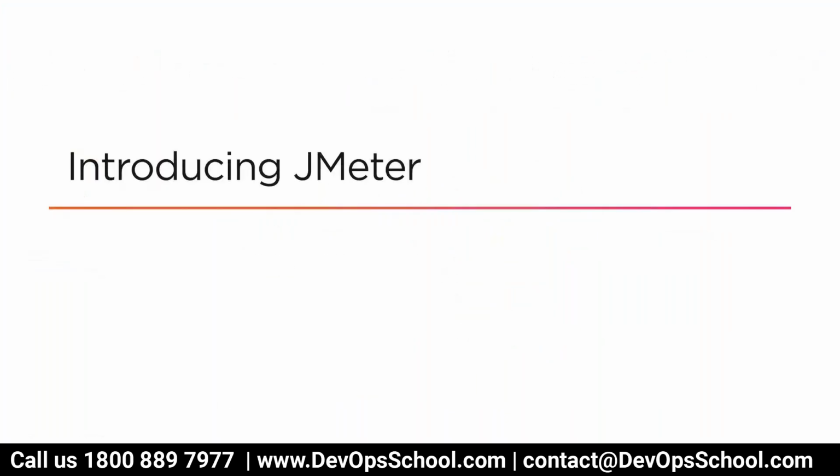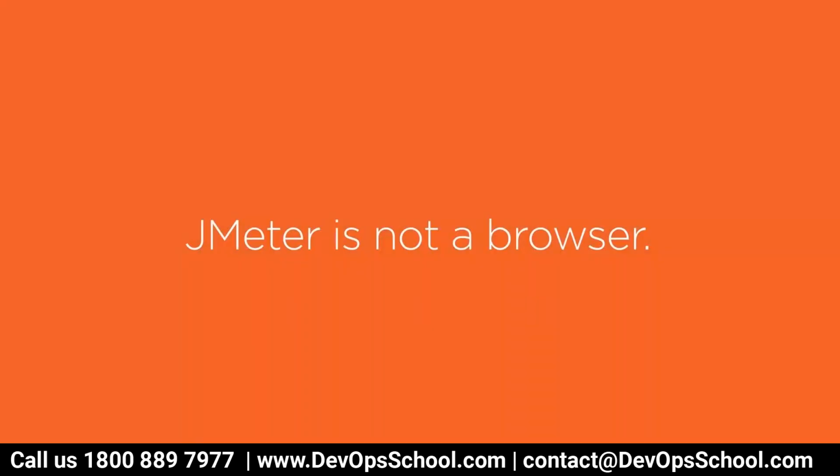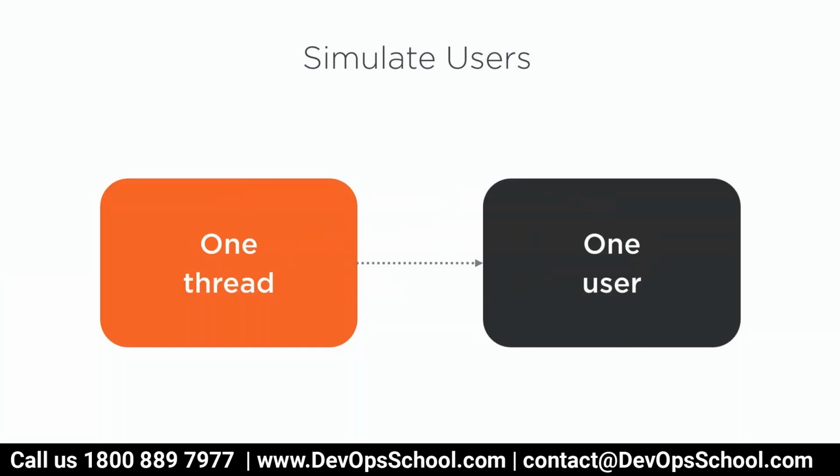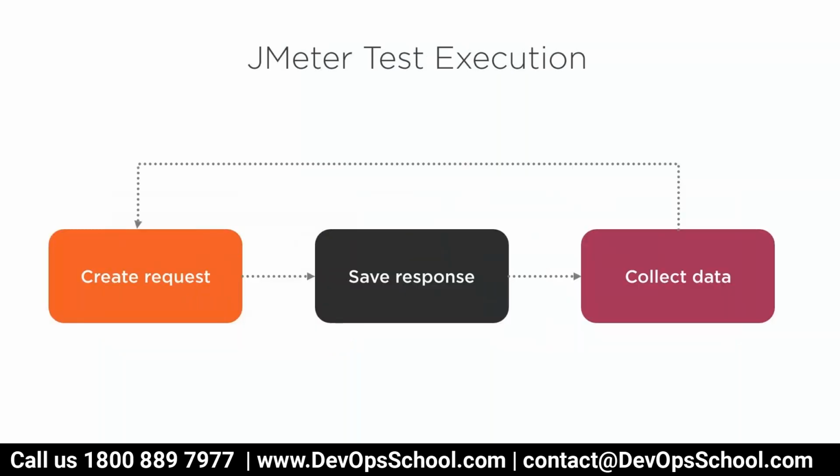So let's start with JMeter. I just said JMeter is not a browser. JMeter works at the protocol level, simulating protocol level network requests. So that's the reason it's not executing your JavaScript. Here in JMeter, one thread is considered to be one user. So if you have thousands of threads, that means thousands of users. JMeter will help you create requests to your application. Whatever response you get, it will save it and then collect the data.